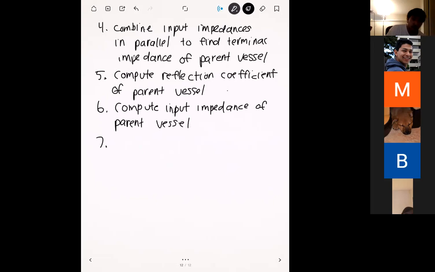Okay. And step 7 is repeat this entire process until you reach the beginning of the network.